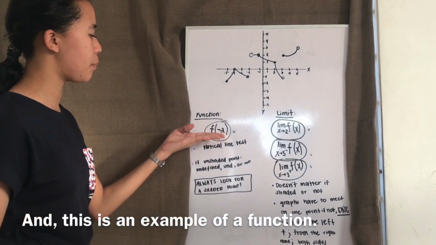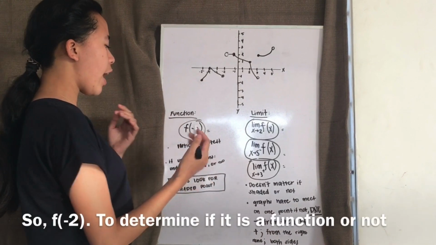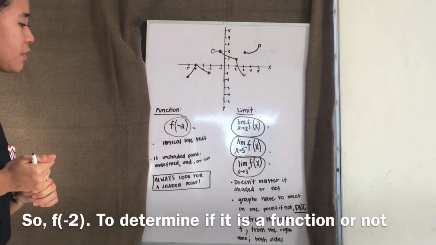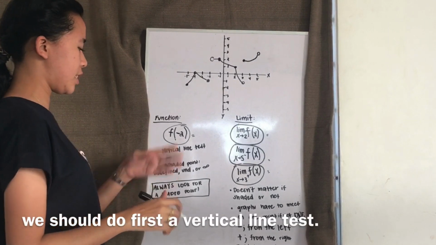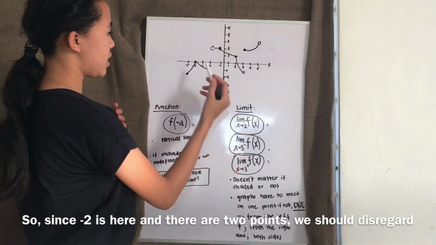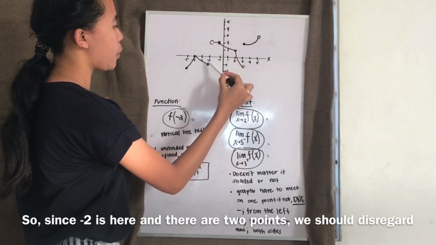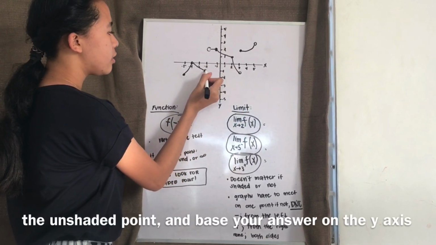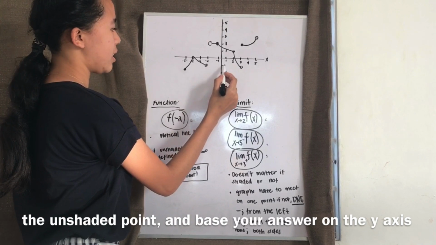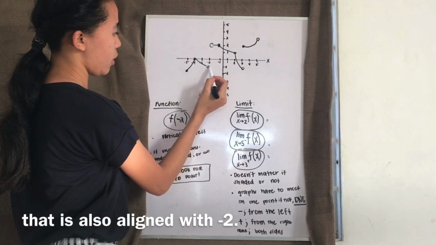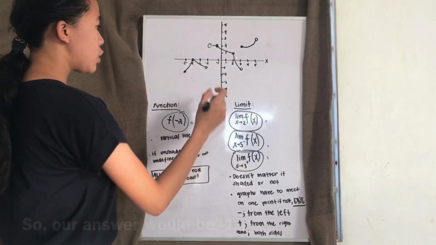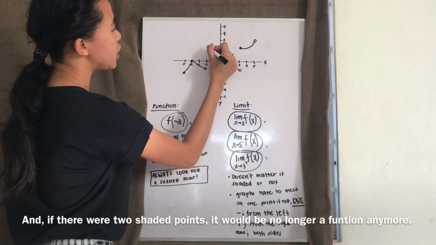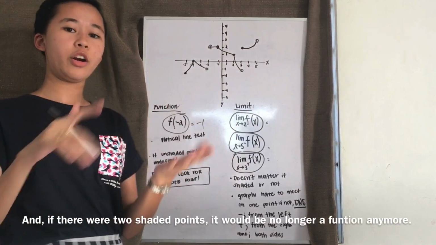And this is an example of a function. So f of negative 2. To determine if it is a function or not, we should first do a vertical line test. Since negative 2 is here and there are 2 points, we should disregard the unshaded point and base our answer on the y-axis that is also aligned with negative 2. So our answer would be negative 1. And if there are 2 shaded points, it will no longer be a function.